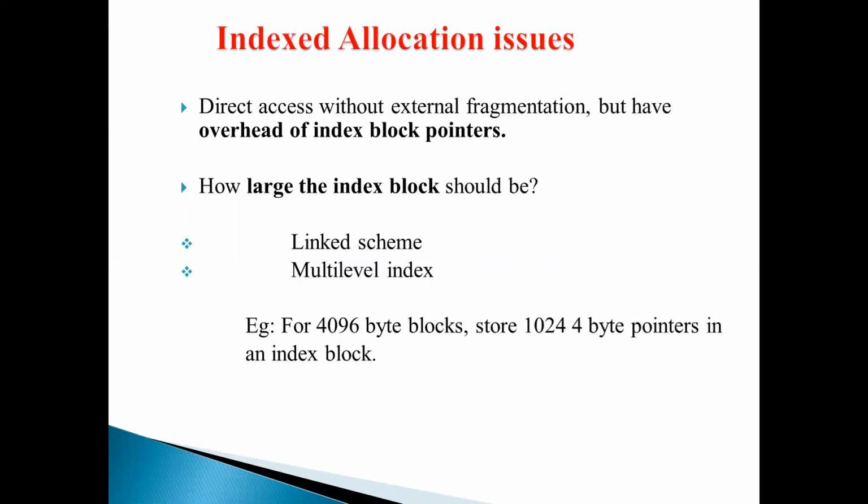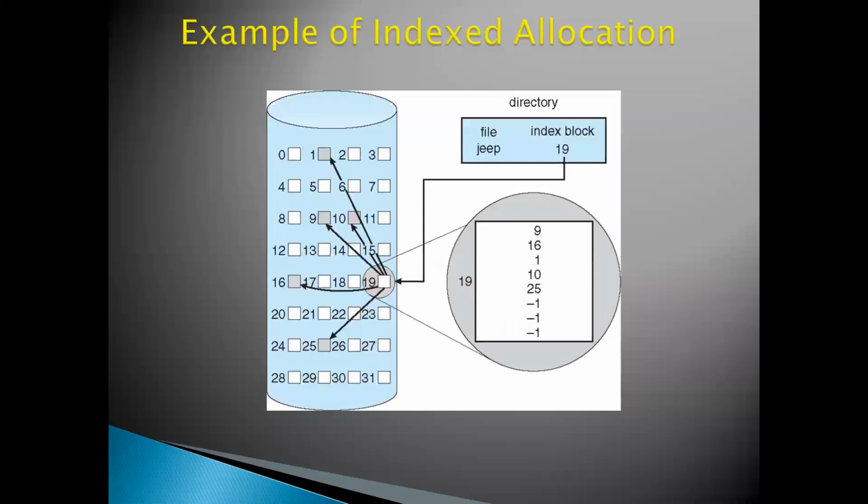But then we have the overhead of maintaining the index block pointers. Sometimes the pointer overhead of that index block becomes greater than the pointer overhead of linked allocation itself. Why? Because just now I told you, even though this file needs only 5 pointer space, this index block is large enough to store 8 pointers, and so the remaining 3 pointers have become wasted here. Even though 3 pointers are null here, still one index block is utilized.